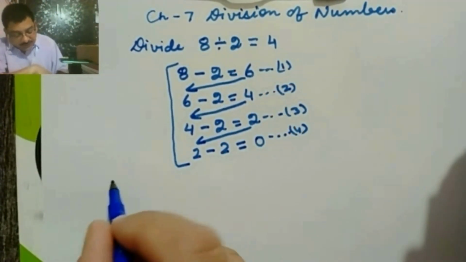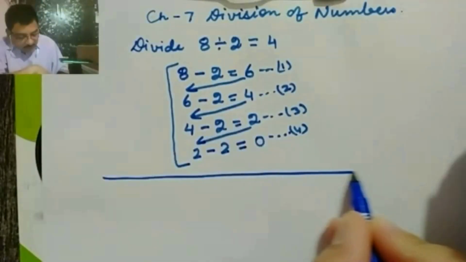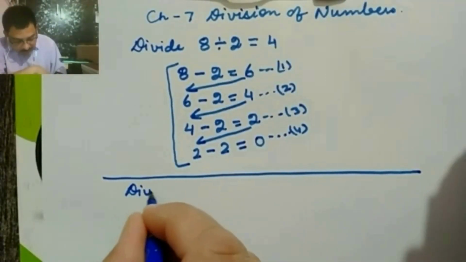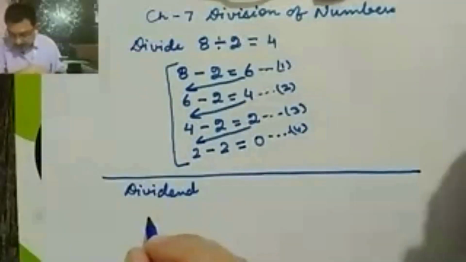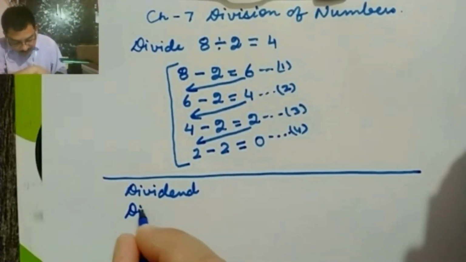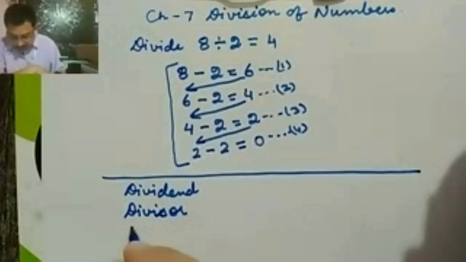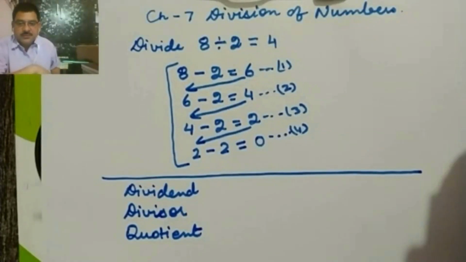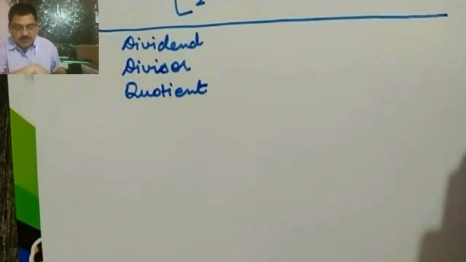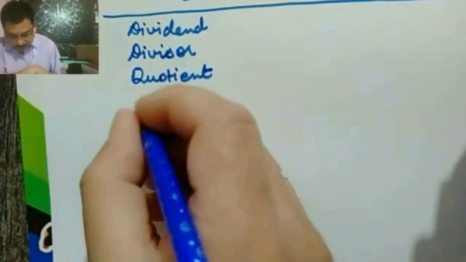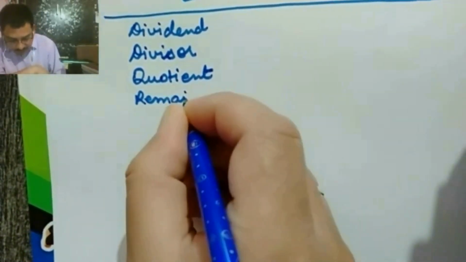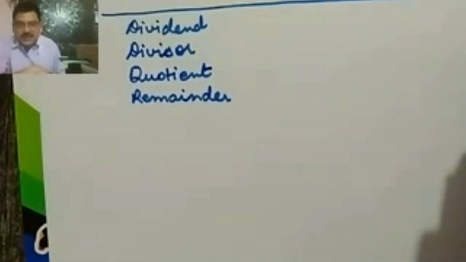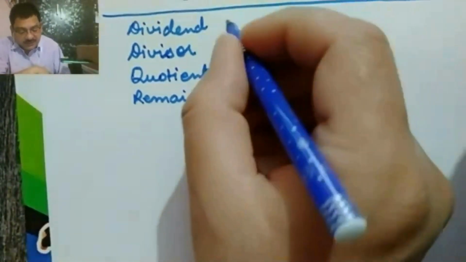About the content of division. In division, you come across with these terms, that is dividend, then divisor, then you have quotient, okay, and then what else you have? Remainder. These four terms are there in division. Now let us discuss each term separately.